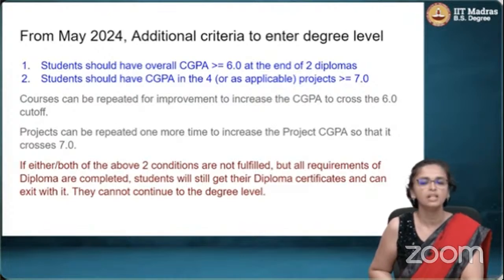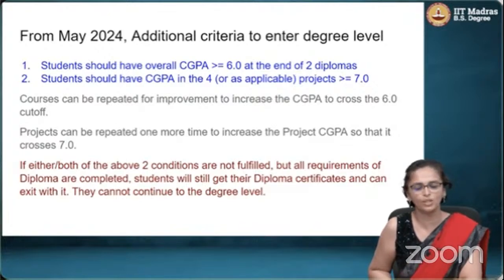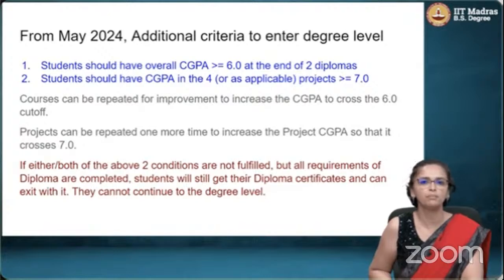But if you have done all the 4 projects, then the average CGPA across the 4 projects should be greater than 7. So the CGPA across the theory and the project at the end of 2 diplomas should be greater than or equal to 6. And the CGPA across the projects you have done in the diploma level should be greater than or equal to 7. This is an and condition. Even if one of the 2 is not satisfied, you will not be permitted to enter the degree level from May 2024. Please keep this in mind.